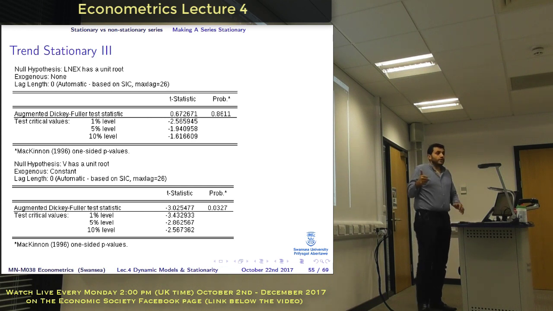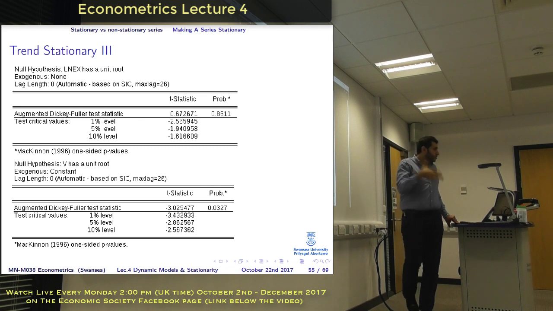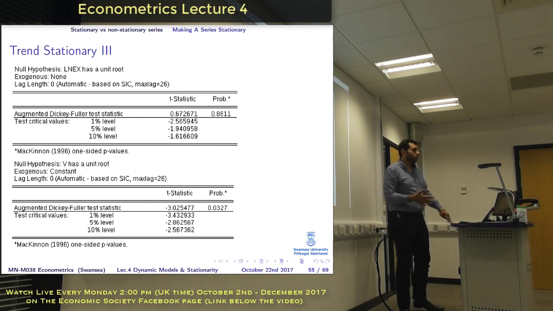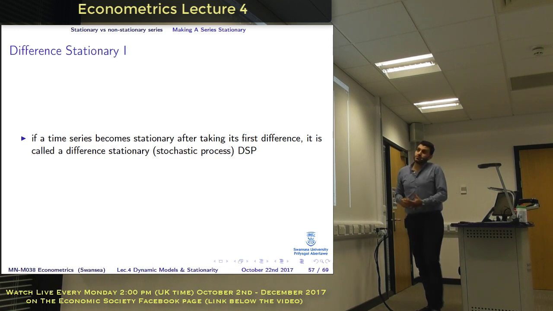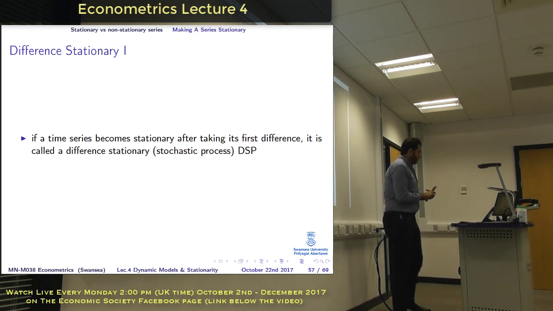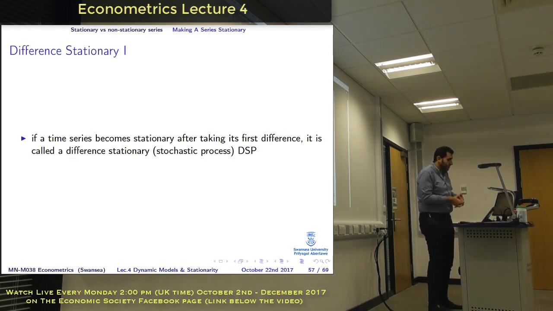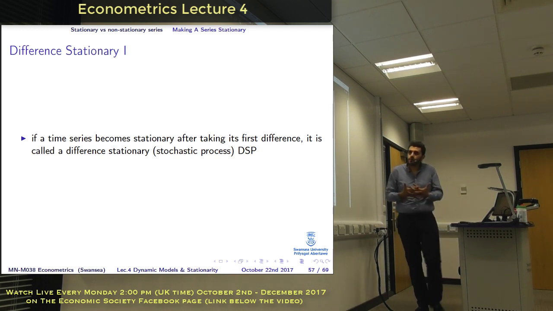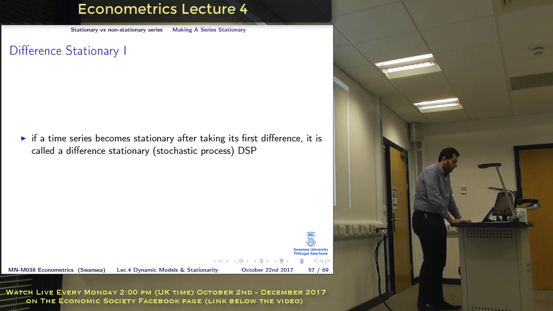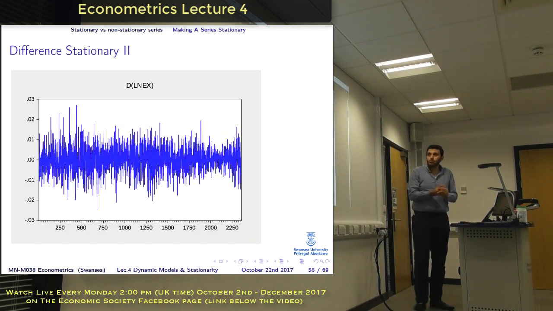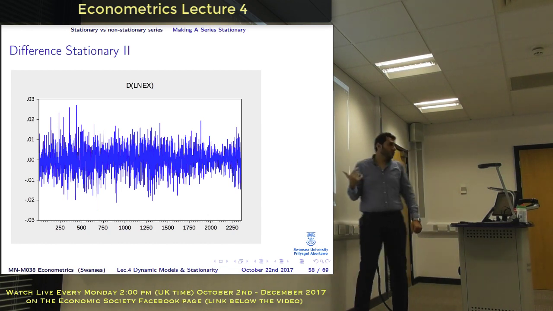So the first one, if this is trend stationary, then you could just detrend the data, and that would solve the problem. Another way you could do this is the difference stationary, which means if you take the first difference or you difference the data, this might solve the problem. In that case, it's called difference stationary. So how does that work? This is how it looks when we take the first difference.